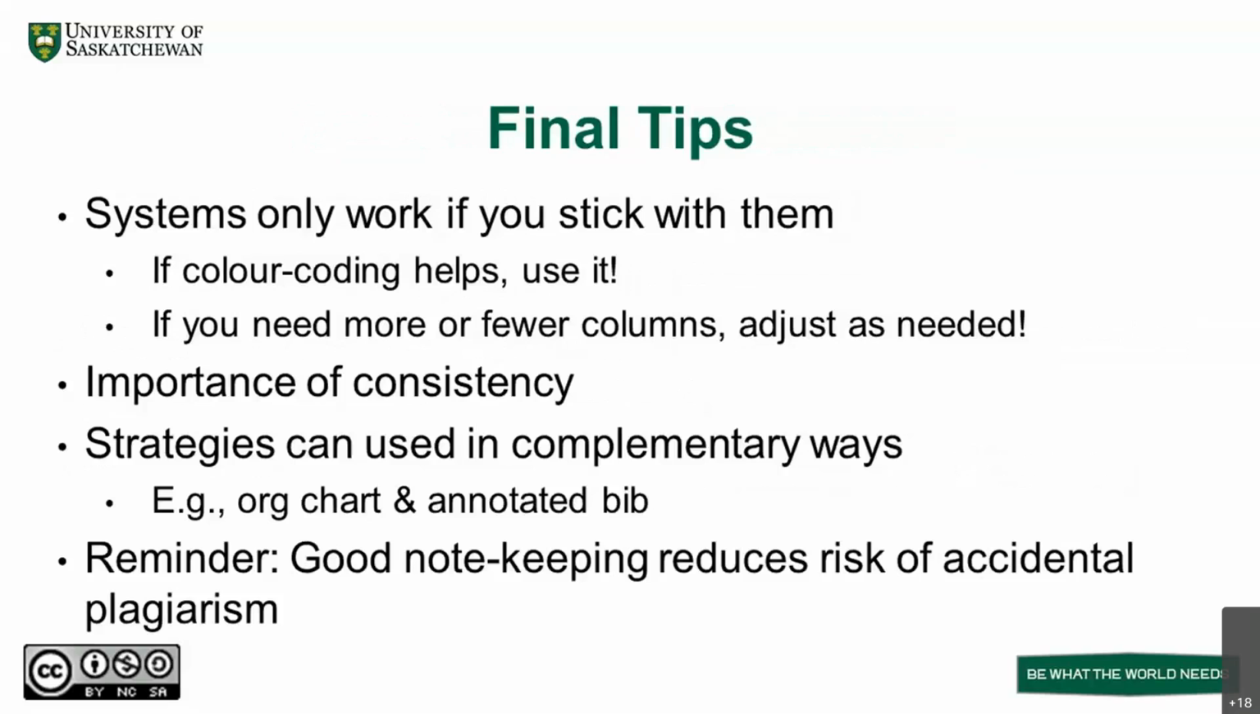So just final tips generally when it comes to analyzing and organizing your sources. Systems only work if you stick with them. So if you're someone who likes color coding, for instance, use it. If it doesn't help you, don't bother with it. If you need more or fewer columns, if you're using a table, for instance, you just adjust as you need it. What's important is consistency so that you are able to access the research that you were looking at easily without panicking and having to search for it again, because that just turns into a waste of time as well.